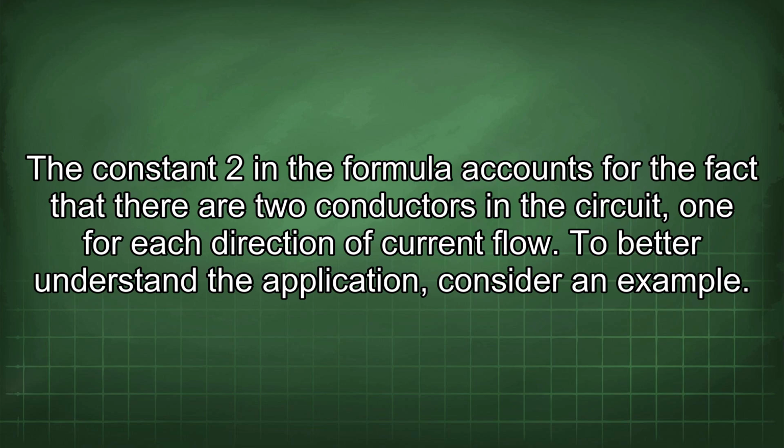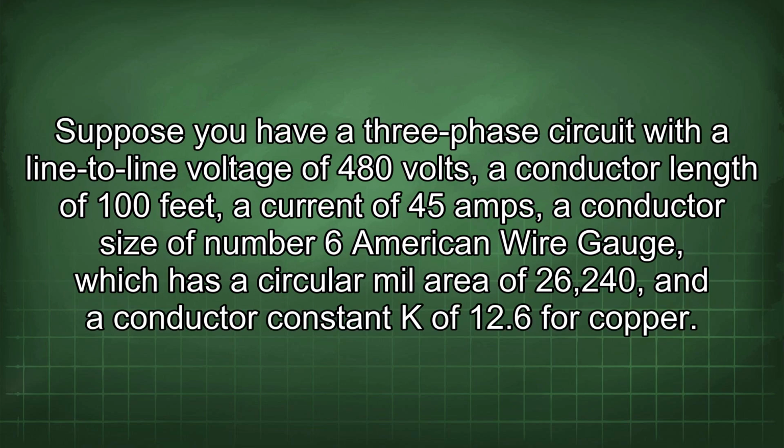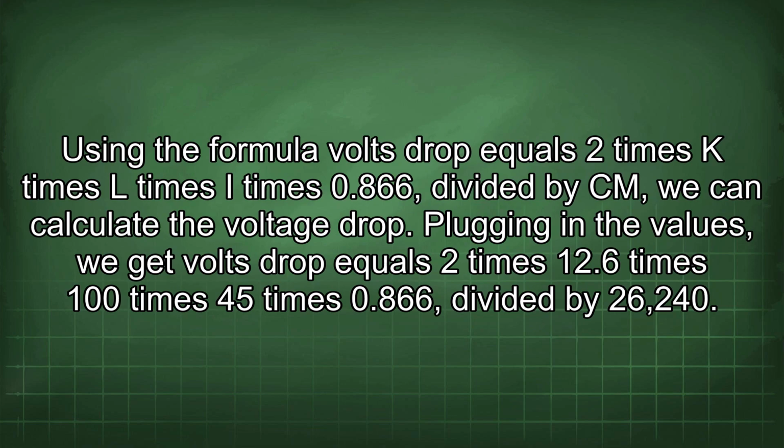To better understand the application, consider an example. Suppose you have a three-phase circuit with a line-to-line voltage of 480 volts, a conductor length of 100 feet, a current of 45 amps, a conductor size of number 6 American wire gauge, which has a circular mil area of 26,240, and a conductor constant K of 12.6 for copper. Using the formula volts drop equals 2 times K times L times I times 0.866 divided by Cm, we can calculate the voltage drop.